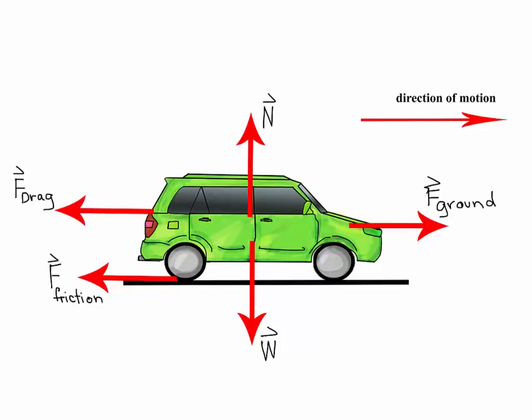Before we continue, we need to make two assumptions. The first is that the car moves at a constant speed, and the second is that it's traveling on a horizontal surface. This will make things easier to calculate.